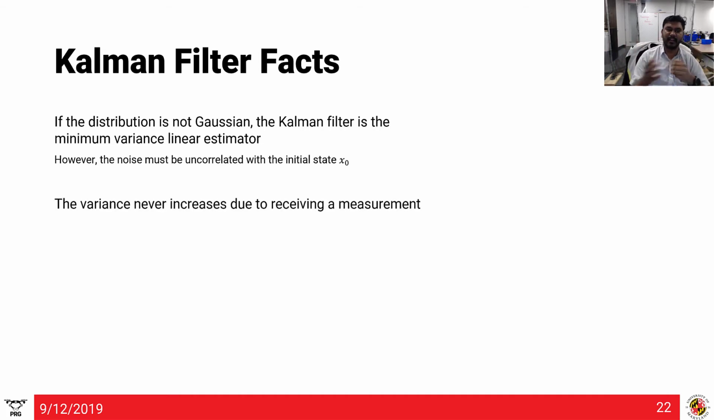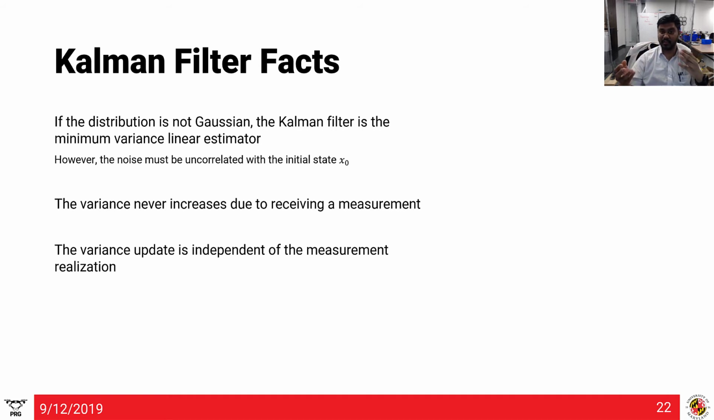The variance never increases due to receiving a measurement. Of course, this is a heavy sentence, but it's based on the fact that my sensor is not absolute garbage, right? R is not tending to infinity, it's some sensible value. And the variance update is independent of the measurement realization. What it's saying is that the variance equations we saw before do not rely on what the exact measurement value was, which is kind of obvious. It only depends upon the values of R and the difference to what it thinks the differences are, right?